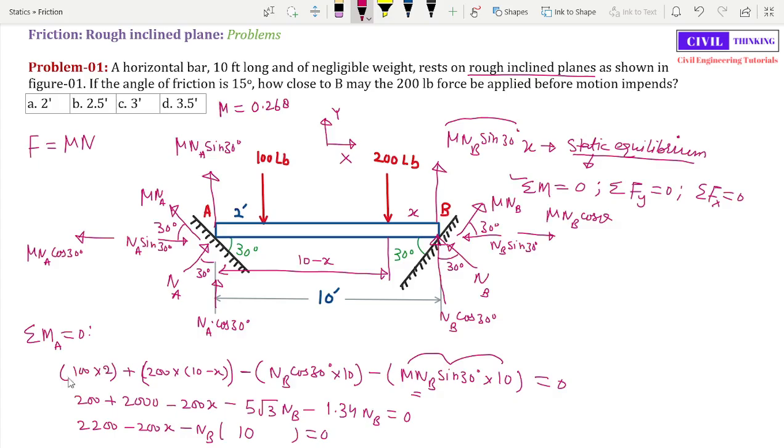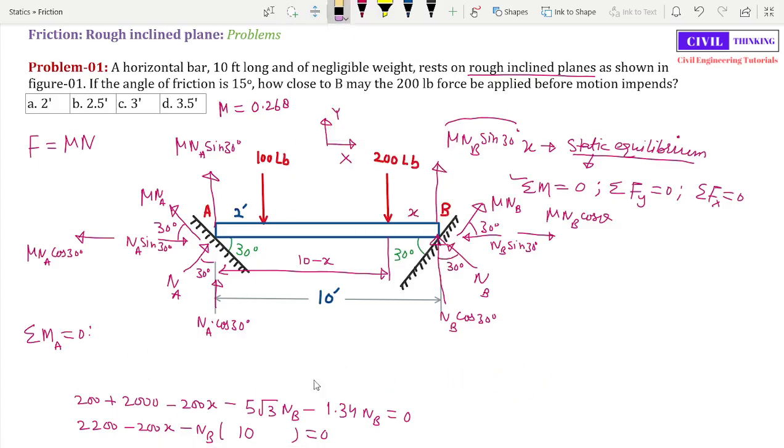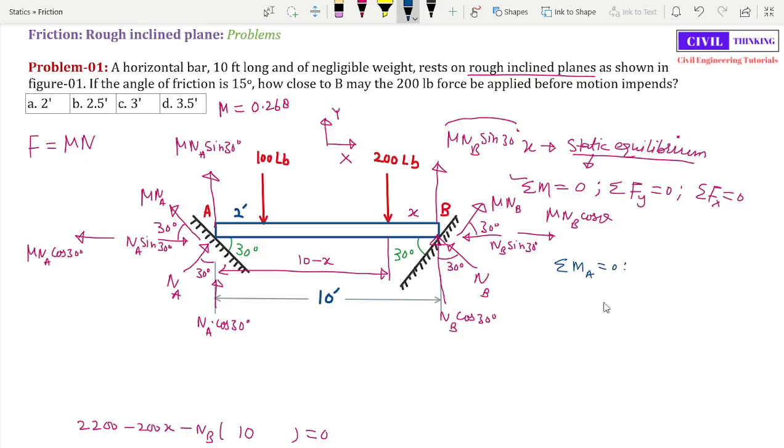So let me erase all of this first and I will write the equation very clean. Summation of moment about A equal to 0. What does it give? It gives 2200 minus 200x minus 10 Nb is equal to 0. Okay, let us call this equation first. Okay, so let me erase all of this.